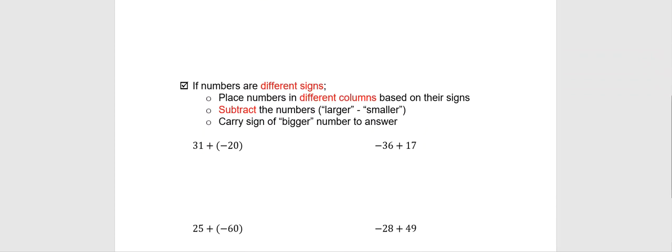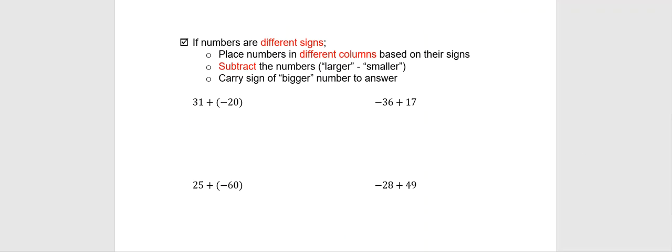So the scoreboard begins to look a little bit different when our signs are different. Not in the way that the scoreboard is set up, because I still have a negative side and a positive side, but in terms of where I place the numbers. So my 31, because this is 31 plus negative 20, my 31 is a positive number, so it naturally goes on the positive side. My negative 20 is a negative number, so that naturally goes on the negative side. So we begin by putting the numbers in their respective columns based on their signs.